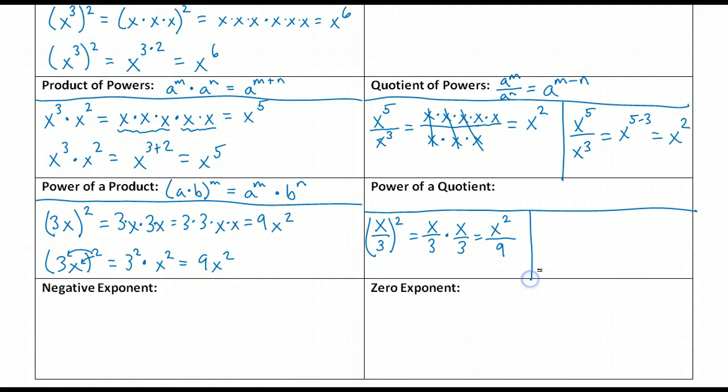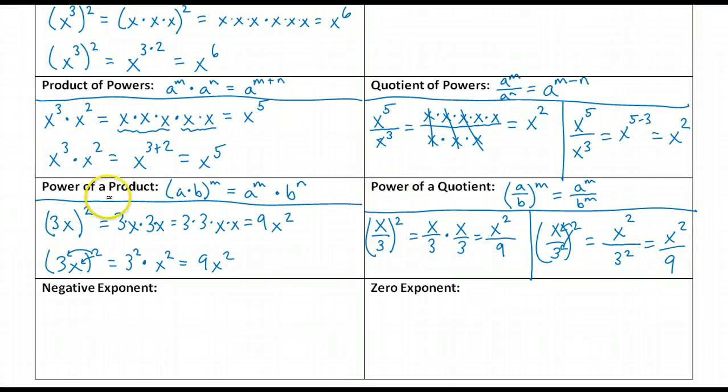My shortcut would be to take my quotient raised to a power and distribute that power to both the numerator and the denominator. I can distribute exponents over division. So I end up with x squared over 3 squared, which simplifies down to x squared over 9. So my rule is, when I have a quotient raised to a power, I can distribute that power to both the numerator and the denominator.